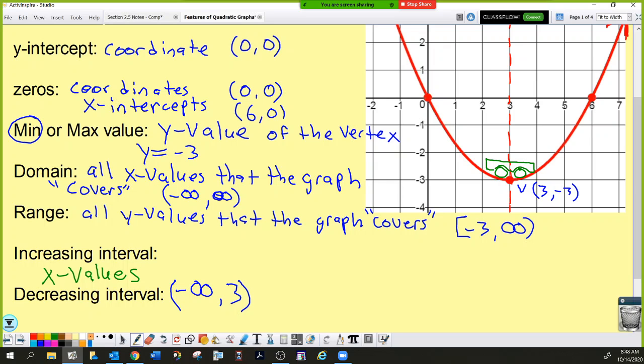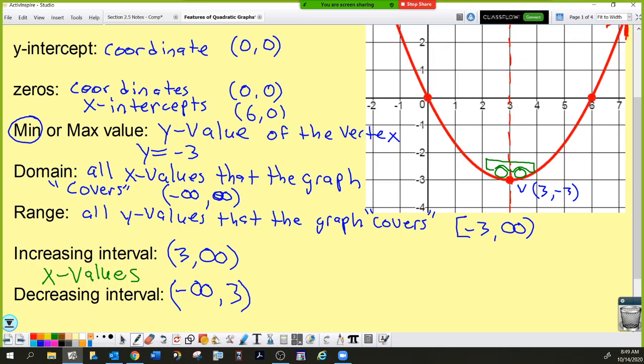So increasing happens everywhere to the right of x equals 3. So we begin at 3 and never stop rising. Notice I didn't care about the y values. I just wanted to know, was the graph going up or going down at that time? And that's how I describe my intervals of increasing, decreasing.